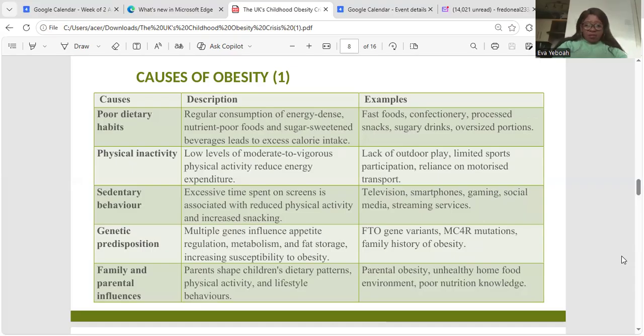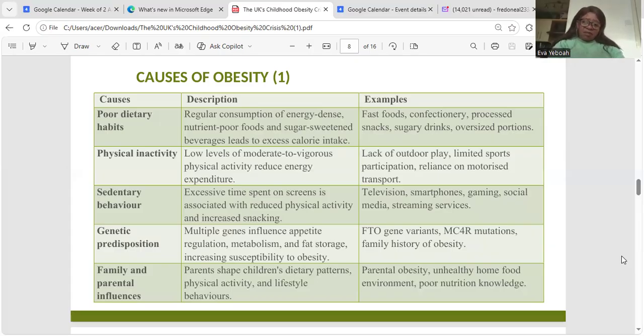The third cause is sedentary behavior. It explains that excess time spent on screens is associated with reduced physical activity and increased snacking. The examples are television, smartphones, gaming, social media, and streaming services.